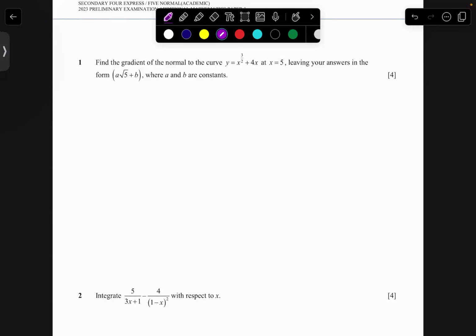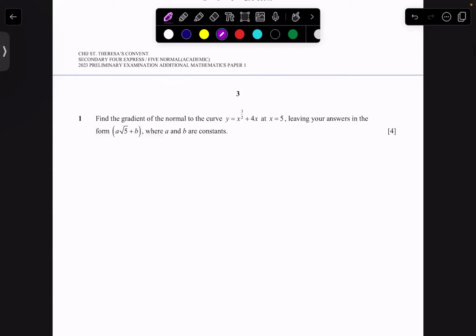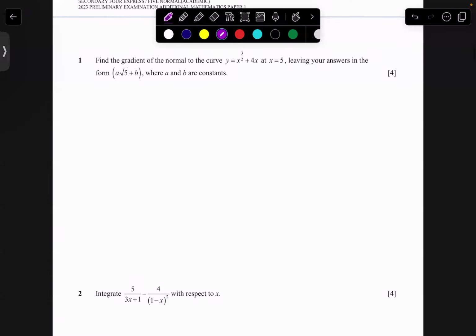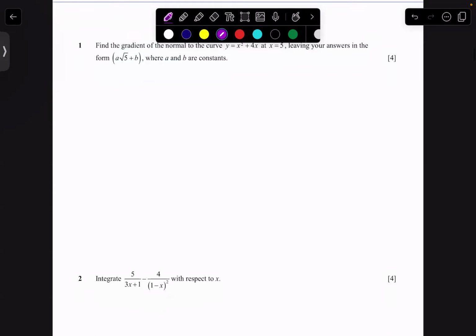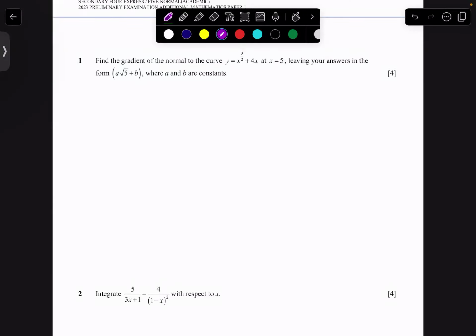Okay, let's look at the SJI 2023 prelim exam paper. Question 1: find the gradient of the normal to the curve y equals to equation at x equals to 5, leaving the answer in the form a root 5 plus b, where a and b are constants.